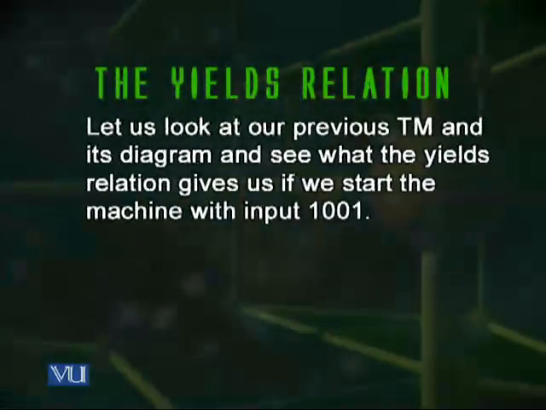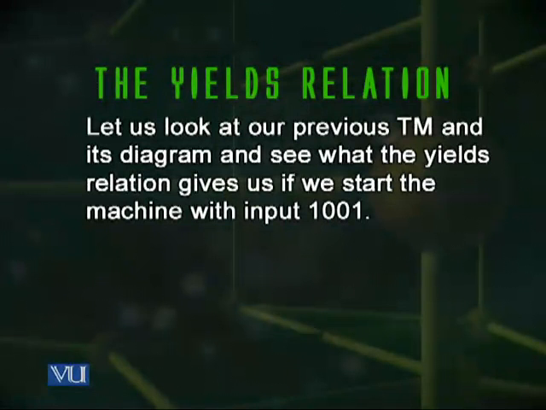It seems that the yields relationship is very difficult to remember, but if you think about it intuitively, it's not very hard. All it is telling you is how the machine takes one step. If the delta function is telling the machine to go into a state qj and move to the left, replacing the symbol with c, then the new configuration will just reflect those changes. You will simply move the tape head to the left, replace the current symbol with a c, and move into the new state qj. So the yields relationship is not hard to remember if one thinks about it intuitively.